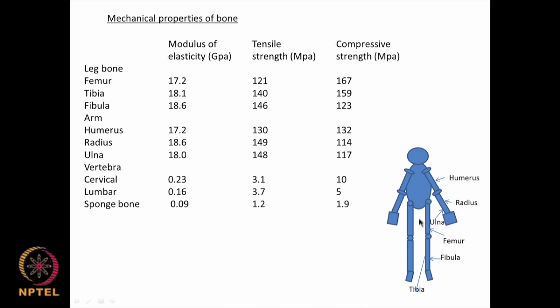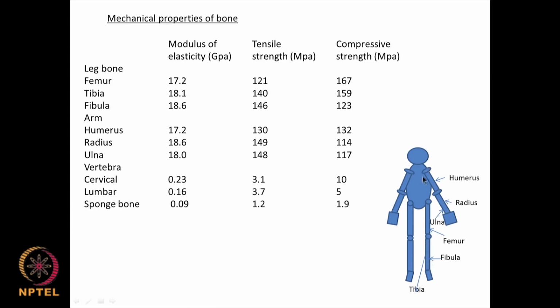Suppose I take the leg bone. We have the femur, that is here, we call it the thigh bone. Then here the leg portion, fibula and tibia. You can see the difference in modulus of elasticity, and the difference in the compressive strength. The femur has a very high compressive strength, whereas the fibula has very low compressive strength.